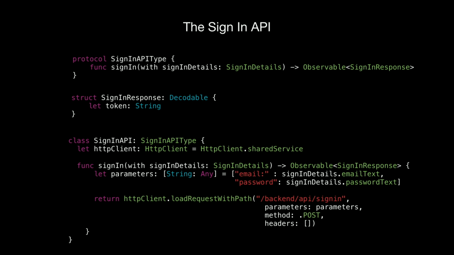And this is how we implement our sign-in method. Here we have assumed that we've created an HTTP client, which is a wrapper of a URL session that converts the request to observables. So we return the request as an observable with a sign-in response.